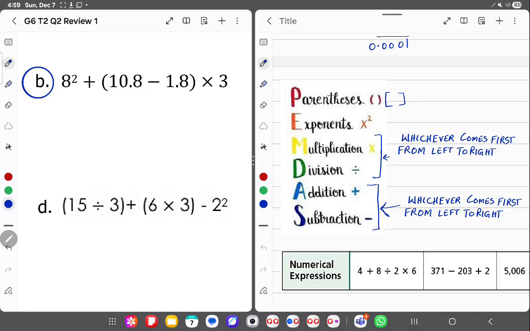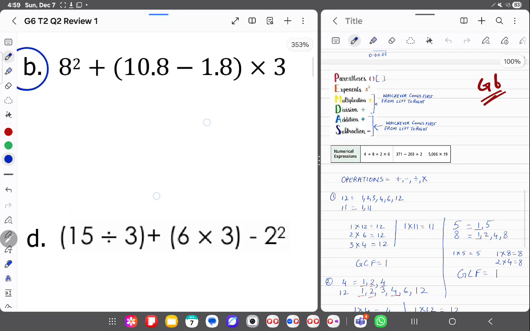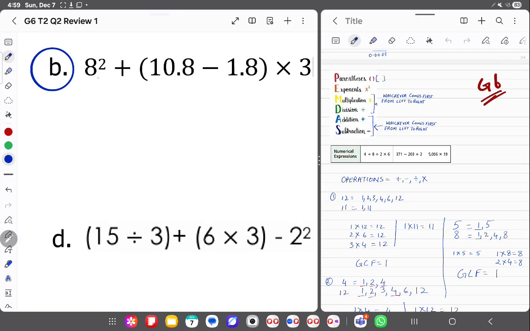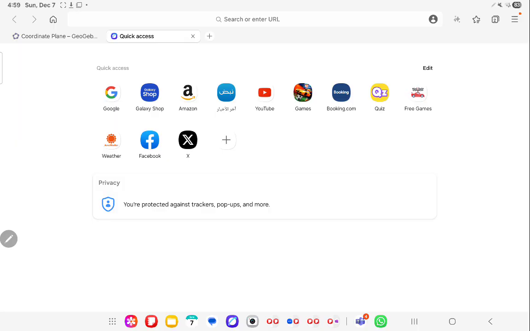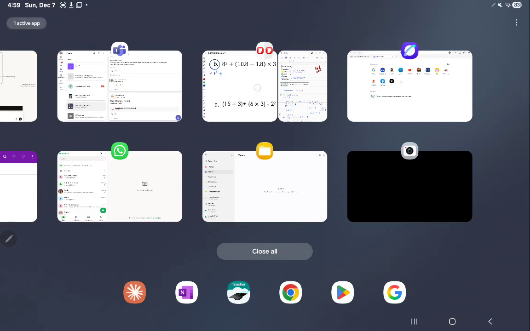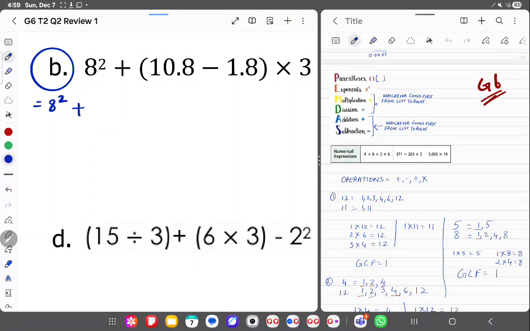So there is a rule applied between multiplication and division, and a rule applied between addition and subtraction. Here in this question we have an exponent and we have parenthesis. As our rule says, we must solve the parenthesis first, right? So we keep 8 to the power of 2 as is, plus the parenthesis 10.8 minus 1.8.